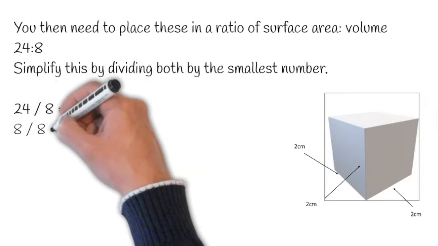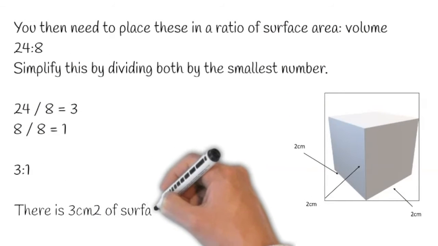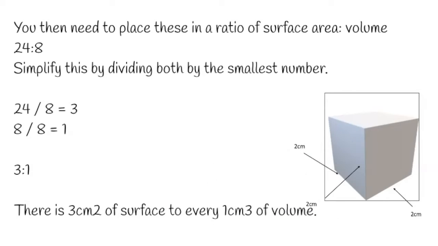You then need to simplify this by dividing by the smallest number. So you get 3 to 1. There is 3 centimeters squared of surface to every 1 centimeters cube of volume.